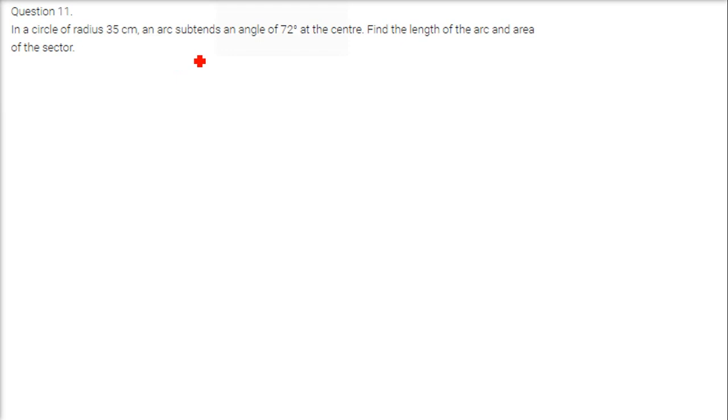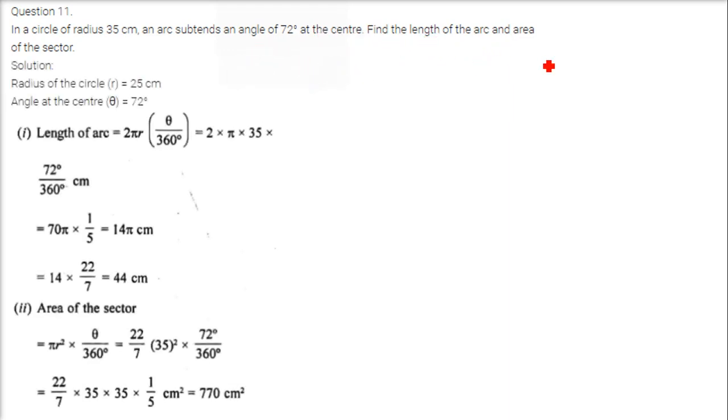In a circle of radius 35 centimeter, an arc subtends an angle of 72 degree at the center. Find the length of the arc and the area of the sector. So here a circle is there, and the radius is also given. This is given as 35. Arc subtends an angle of 72 degree at the center. Find the length of the arc. So length of the arc has to be found out, and the area of the sector.